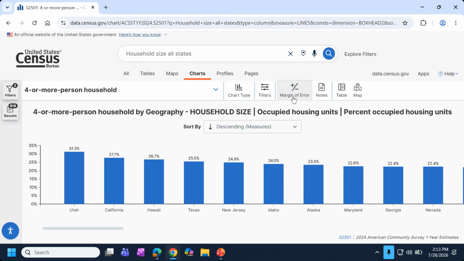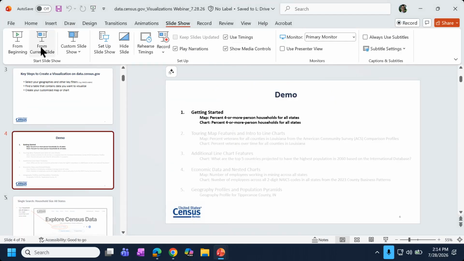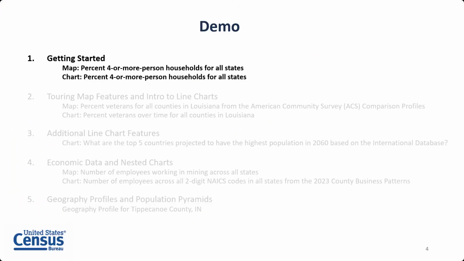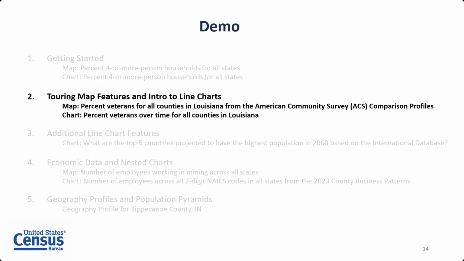So I'm going to turn it off as it was in the default view, and that's going to wrap up our quick and easy getting started creating maps or charts. Remember, we selected our geography, we found the table that had the data, and then pretty much we just made a tweak to the variable that was in the measure drop-down menu. Now let's take this a step further and show you additional map features and introduce you to line charts.